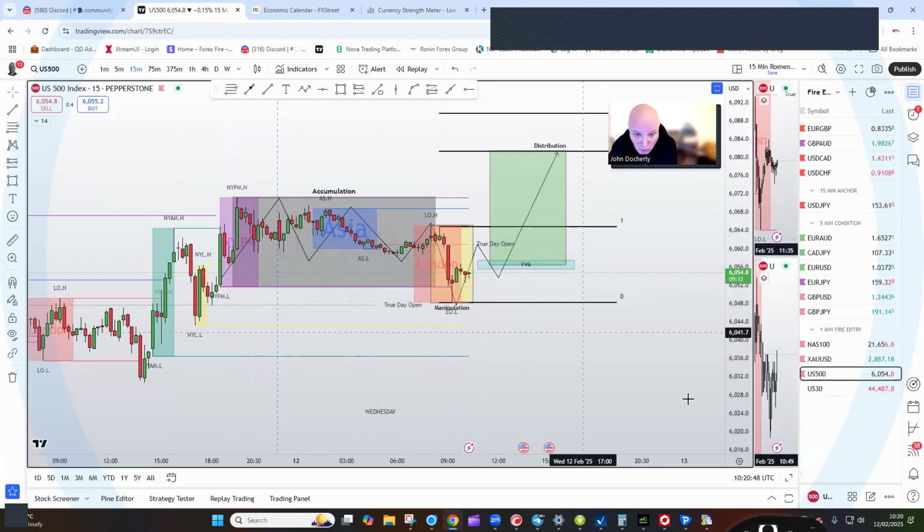After manipulation comes a distribution, okay? So for this instance, what we're waiting for is maybe a market structure shift up past this line, leaving behind a possible FVG. Again, anything past this manipulation zone, okay, is what we expect. We are marking out what has happened. We are up to the manipulation area.